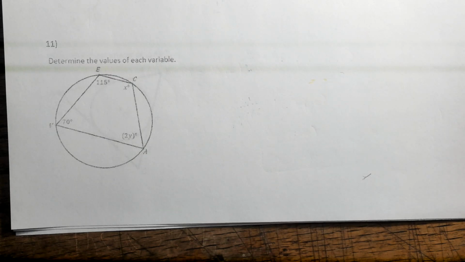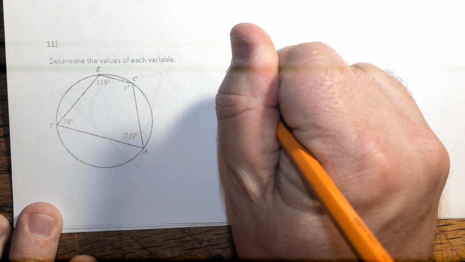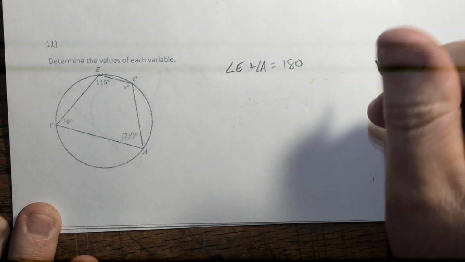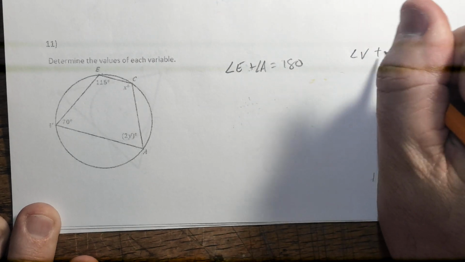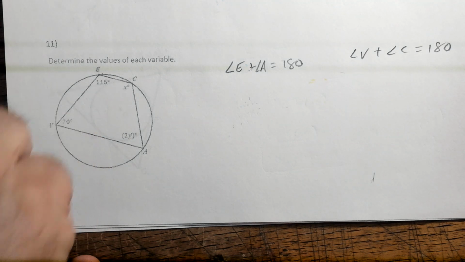Okay, number 11, determine the values of each variable. Alright, so we got x's and y's, and I told you guys 100 times we can't find x and y at the same time. We have to find one, then the other. So we got a quadrilateral here. That's all we know. Well, we know that in a quadrilateral, opposite angles are supplementary. That means that angle E plus angle A equal 180, and that angle V plus angle C are also equal to 180. So, opposite angles. So that's how we're going to plug this in.